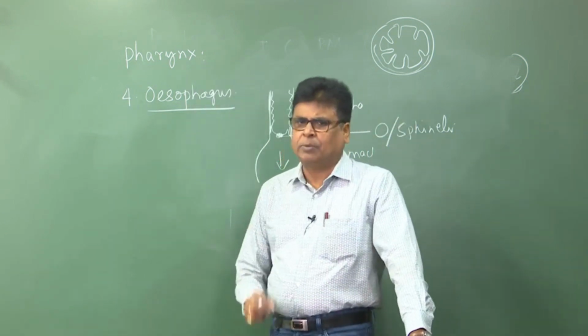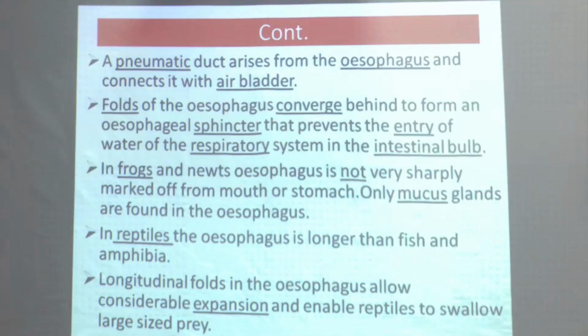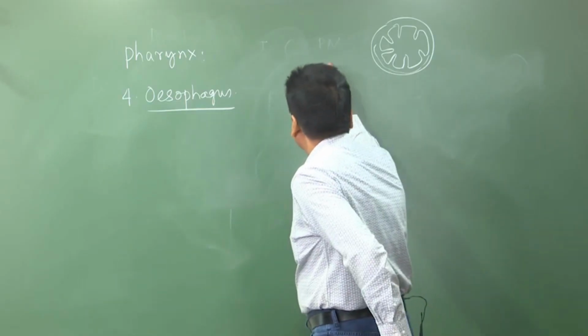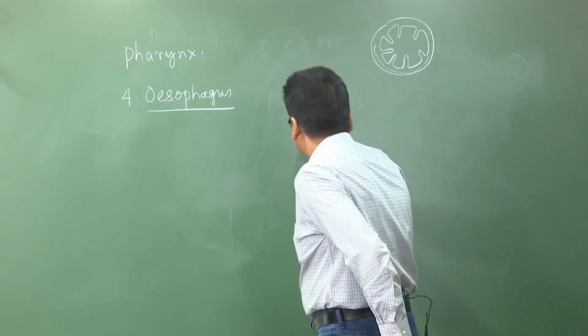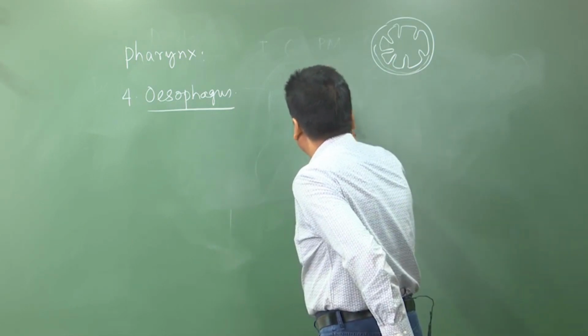In bony fishes, the most important character is the pneumatic duct. For example, this is the picture of the cartilaginous fish. I am now again giving an idea about the bony fishes. For example, this is the oesophagus of the bony fishes, I have told you that. So these are the longitudinal muscles, and this is for example the stomach.